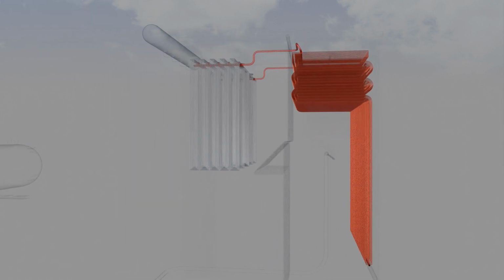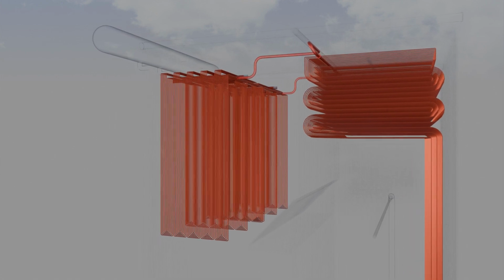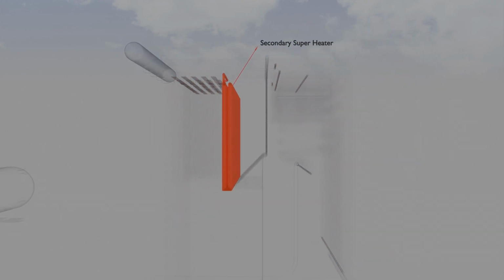The secondary superheater operates by channeling steam through a series of tubes, exposed to the hottest flue gases from the furnace. This section ensures that the steam can handle the extreme conditions within the high-pressure turbine.